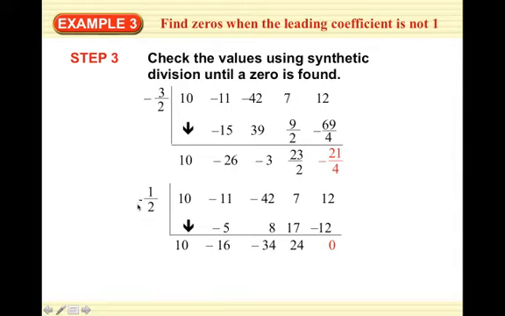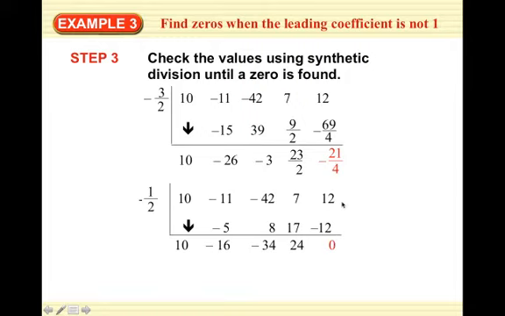We try negative 1/2. So we bring down the 10. 10 times negative 1/2 is negative 5. Negative 11 plus negative 5 is negative 16. Times negative 1/2 is positive 8. Negative 42 plus 8 is negative 34. Times negative 1/2 is positive 17. Plus 7 is 24. 24 times negative 1/2 is negative 12. 12 plus negative 12 is 0. Yay! We found one that works, and it's always a very happy thing to do.